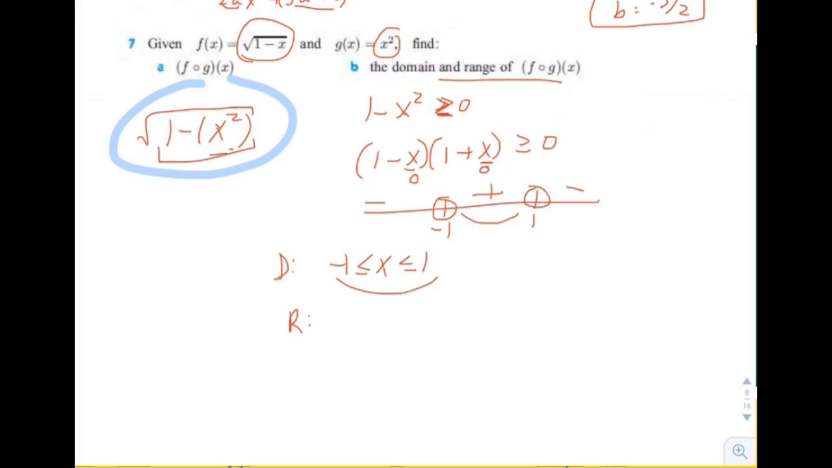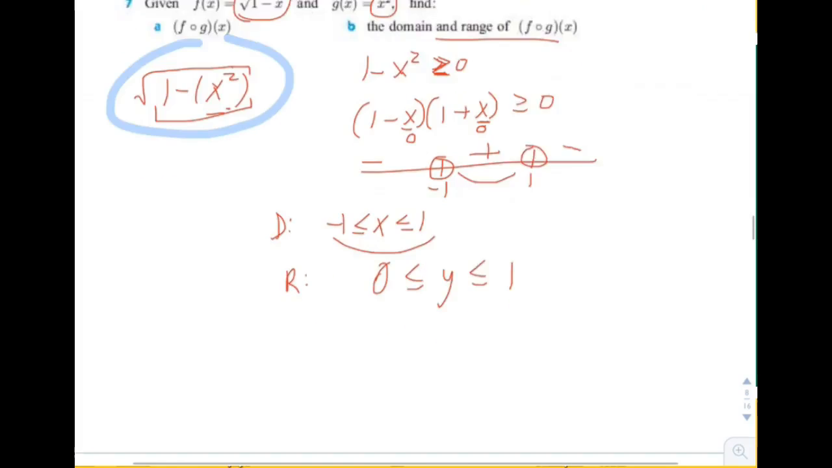And the smallest value you can get is if you put 1 or negative 1 in for x, you get 1 minus 1, which is 0. So basically, the inside of the square root ranges from 0 to 1. And even after you take the square root of it, it's still going to be between 0 and 1. So it looks kind of like that. Okay? And that's the end of this page.